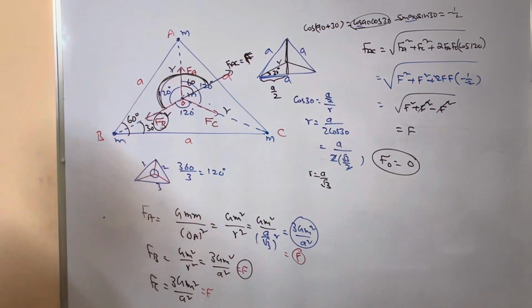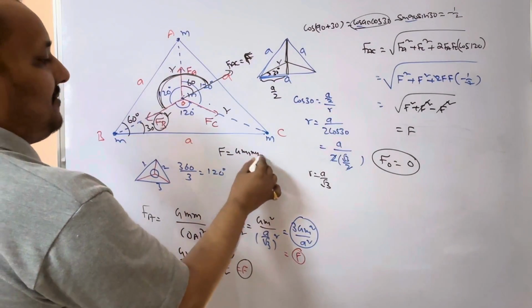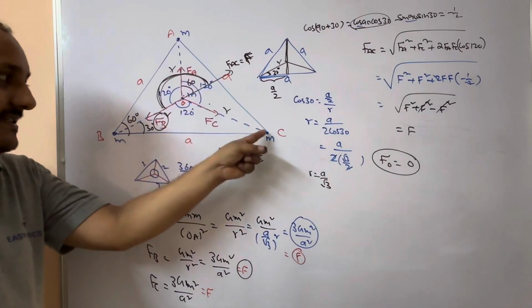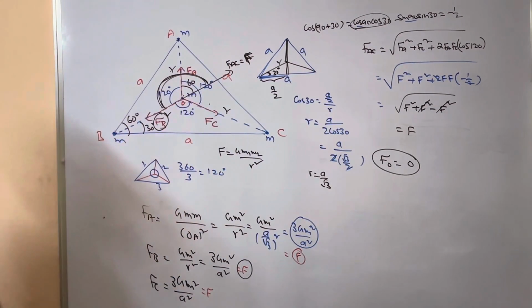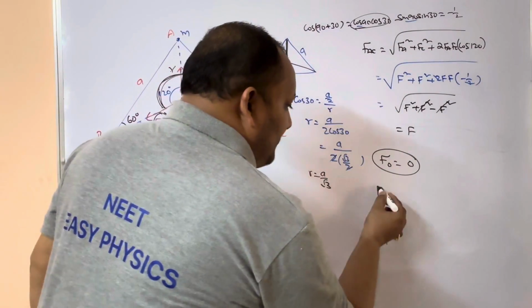Here in gravitation, we have only this formula: F = G m1 m2 by r square, and you can follow it blindly. If three equal masses are at the corners, and at the center, the resultant force is going to become 0. Like that, we discussed another model.